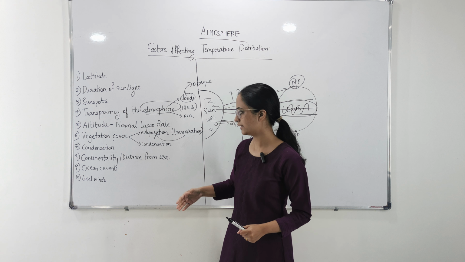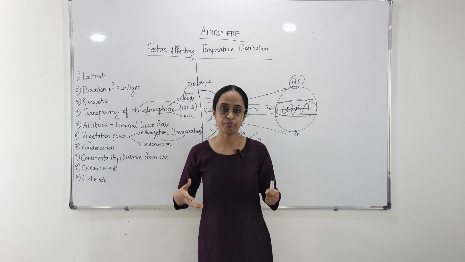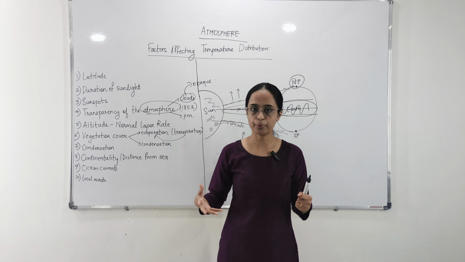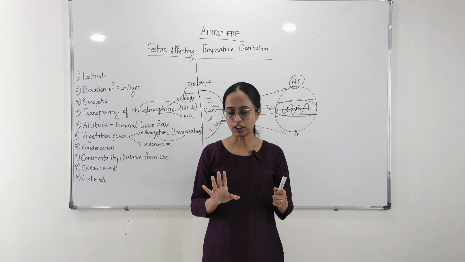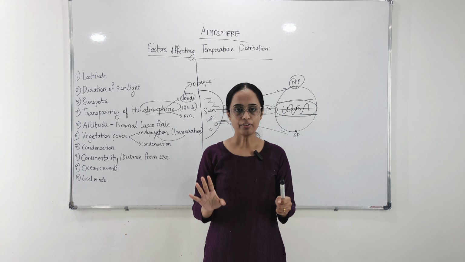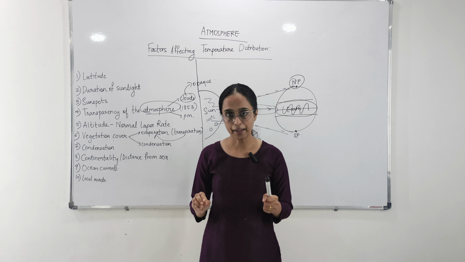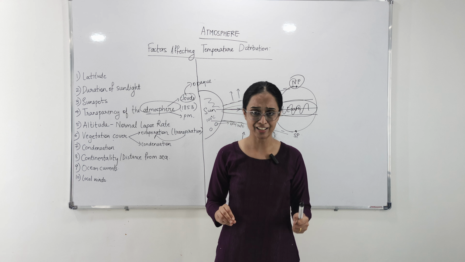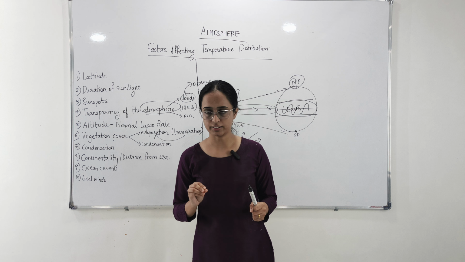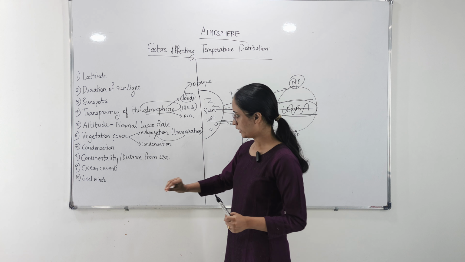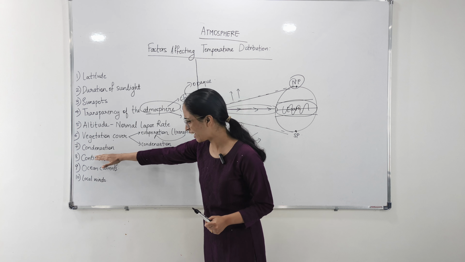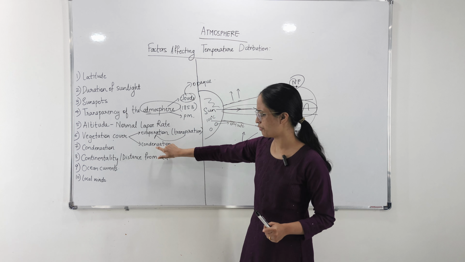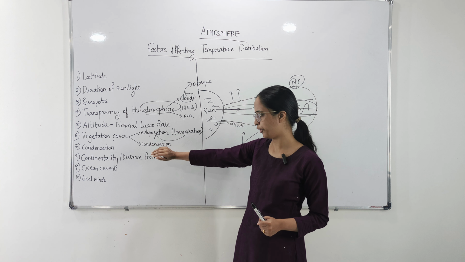And that is why in desert areas we feel much more heat as compared to regions which are forested, where there are a huge number of trees. That is why vegetation cover plays a very important role in maintaining a good temperature across the globe. The next one is again condensation, which I have already explained over here.